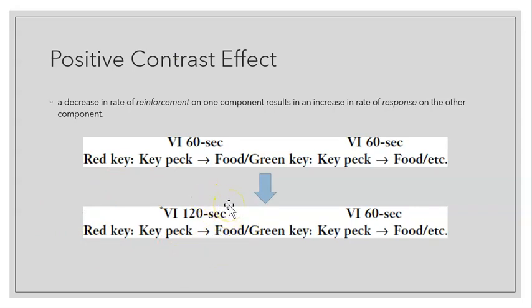So what's going to happen to our behavior of the pigeon? Well, the pigeon is going to want food with the least amount of effort. So it's going to start spending more time on the green key. Okay, so the green key has its original reinforcement of VI of 60 seconds. So it's going to spend more time on the green key than it would on the red key because the green key is now giving it more food.